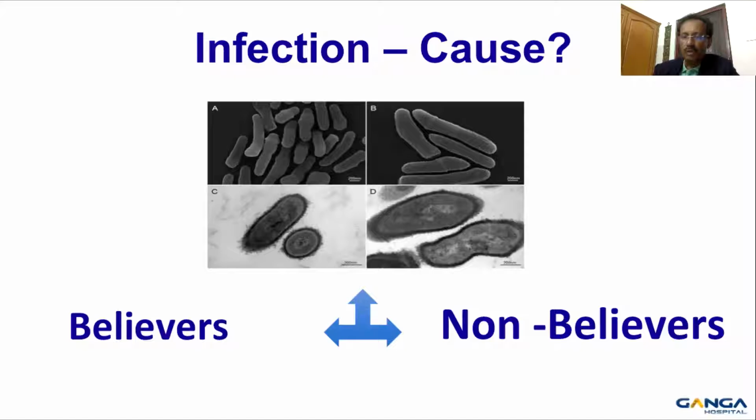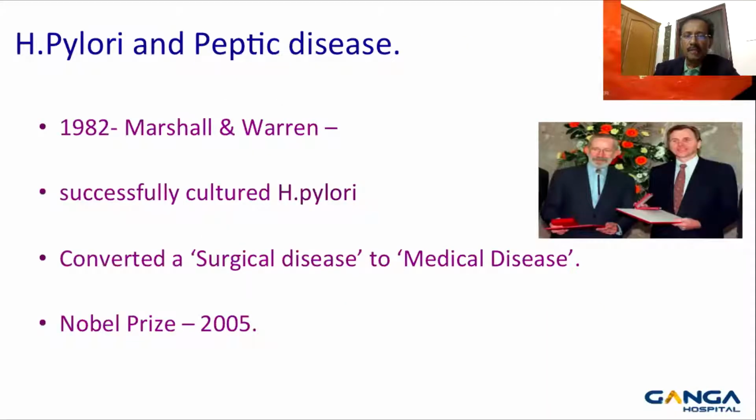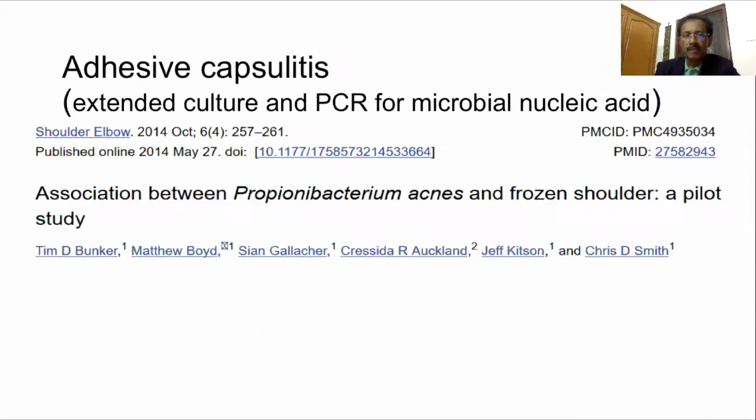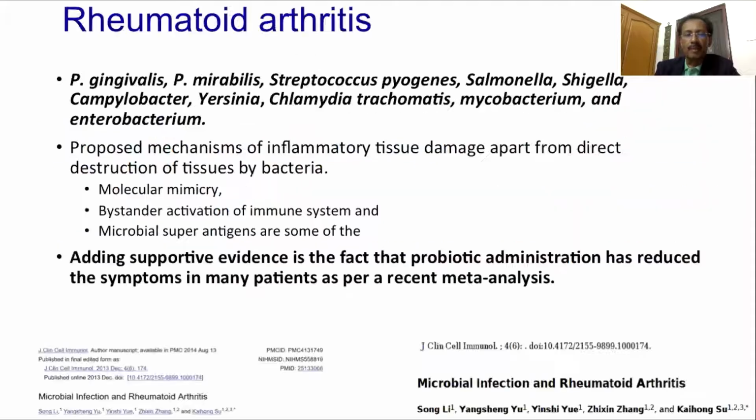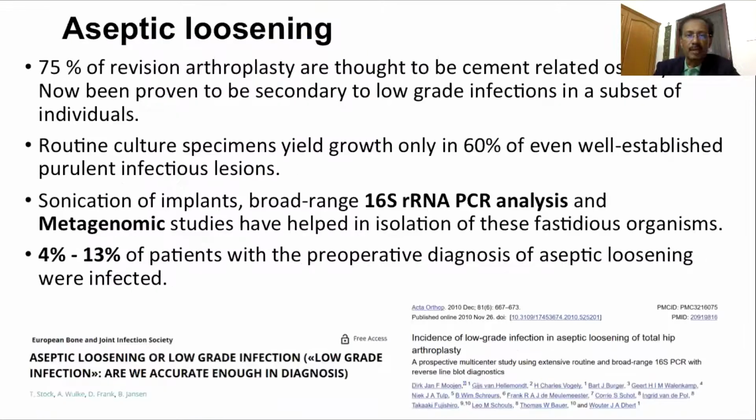Most of the non-believers strongly believe that the bacteria demonstrated in these studies is actually a contamination. However, there is strong proof that bacteria can be an initiator and propagator of many diseases. For example, we know H. pylori is the cause for peptic disease. We know that there is a strong association between P. acnes and adhesive capsulitis. And in rheumatoid arthritis, there are a whole number of organisms which have been proven to initiate and propagate the inflammation.